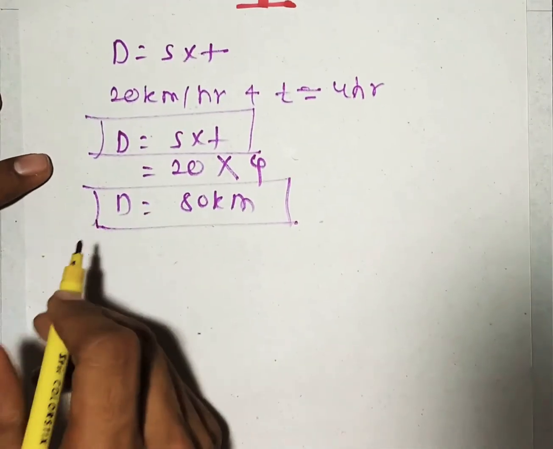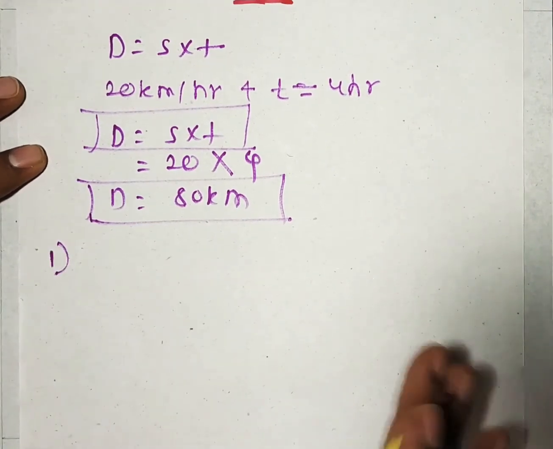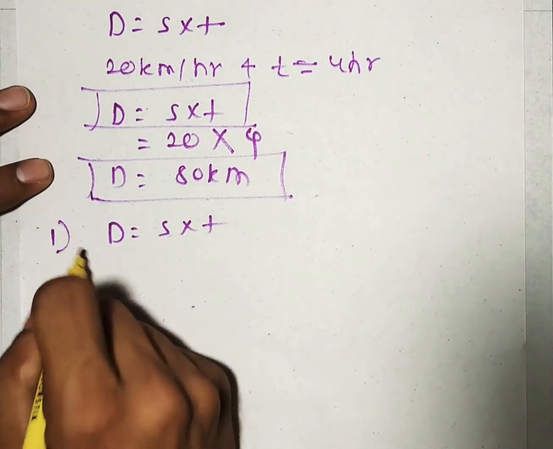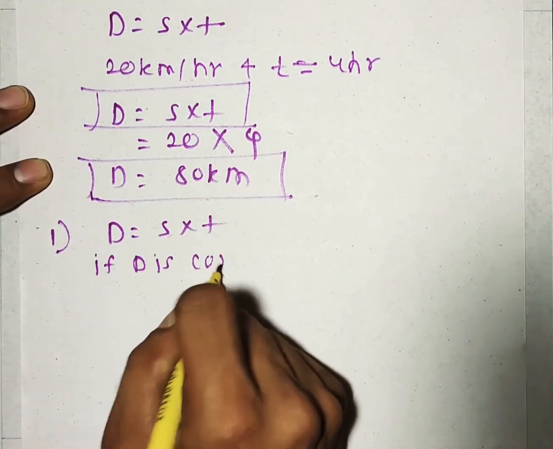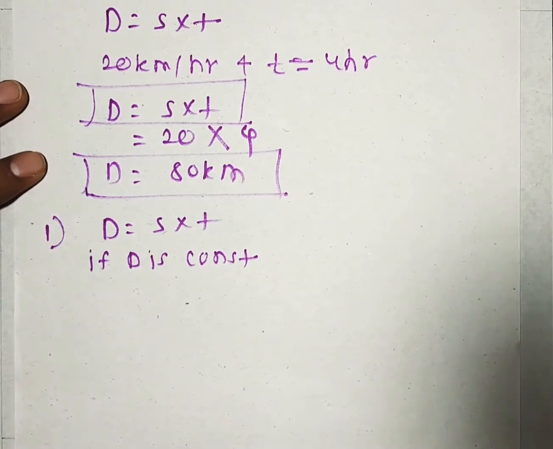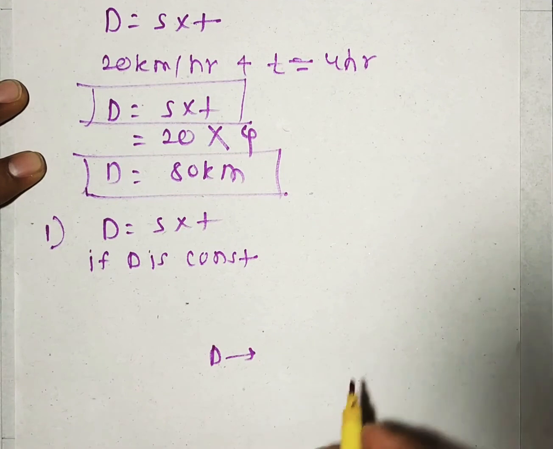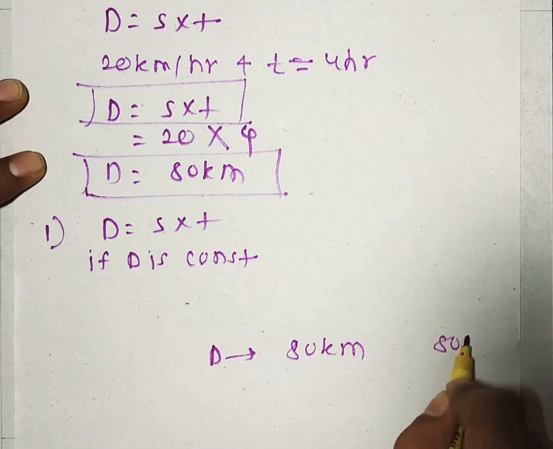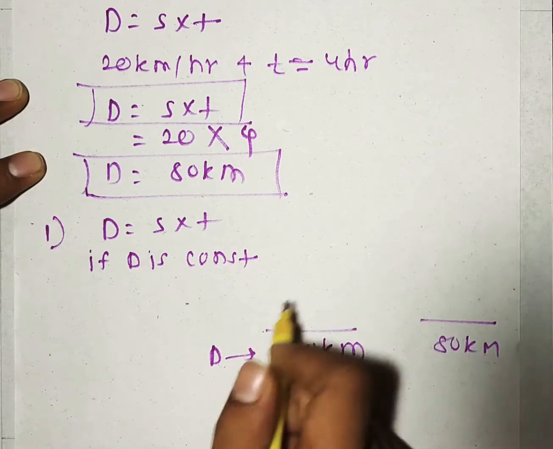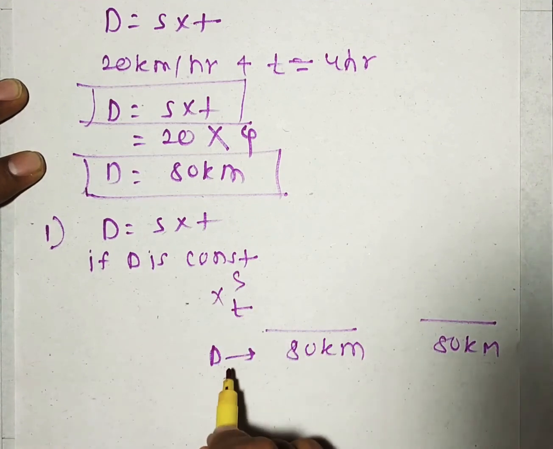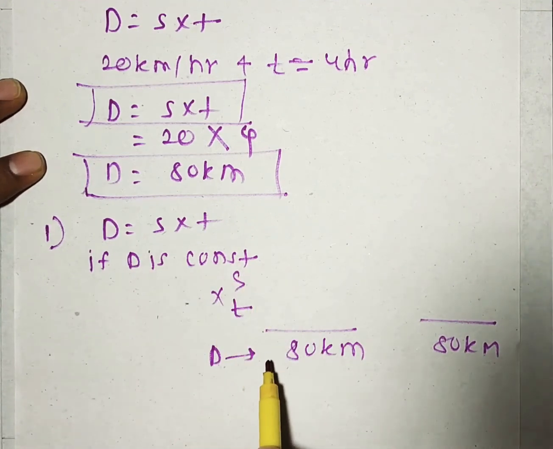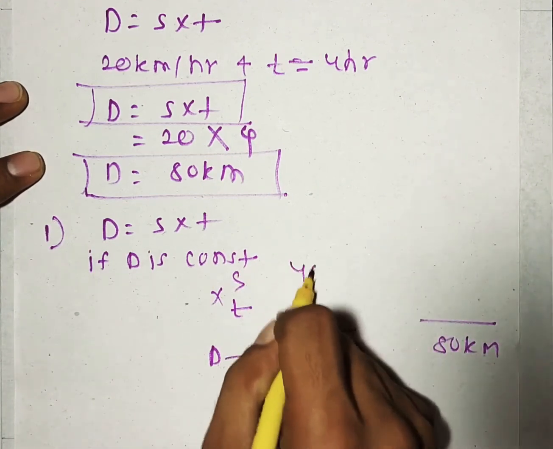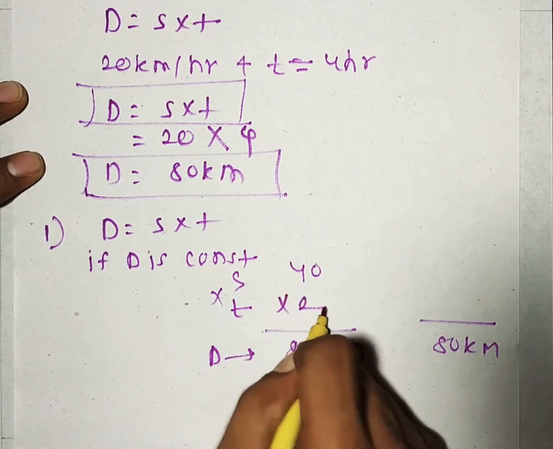Okay, there is one case. Let's see the first case. First of all, we know that distance is equal to speed into time. Then if distance is constant, we have to take the distance as a constant. Suppose I take the distance as 80 km. That's why I took distance as 80 km and 80 km. Now if I take the speed as 40 km per hour, then we know that 40 2s are 80.